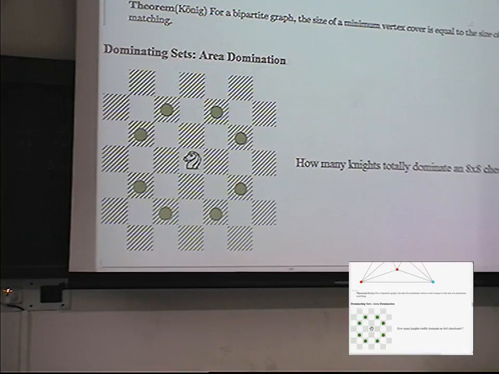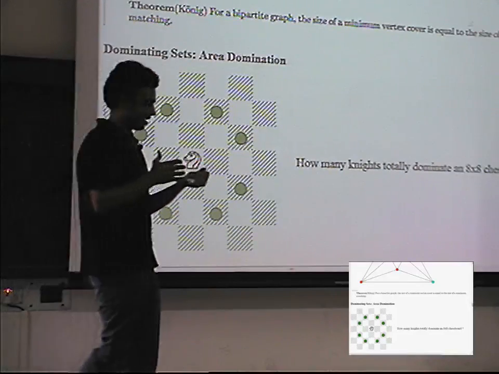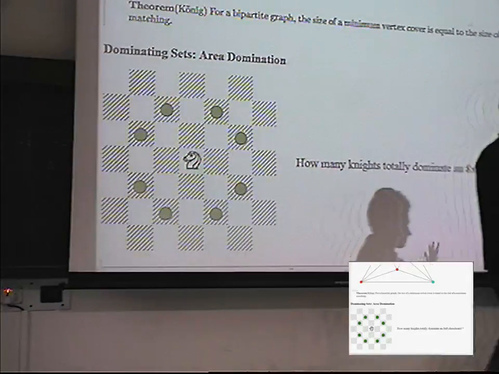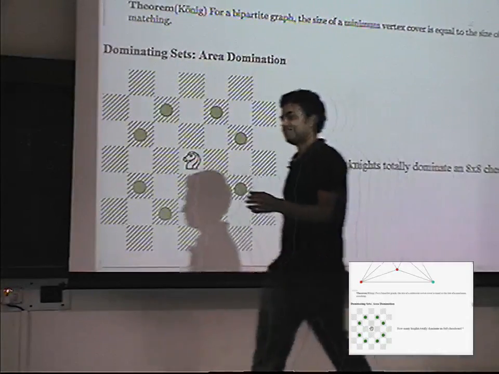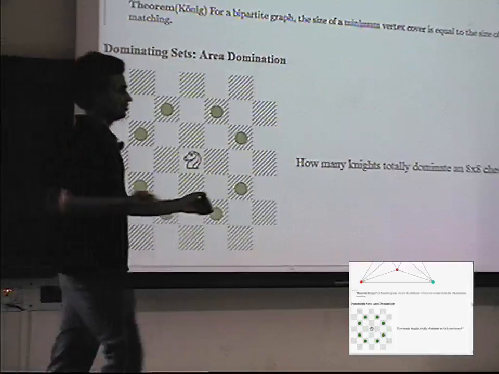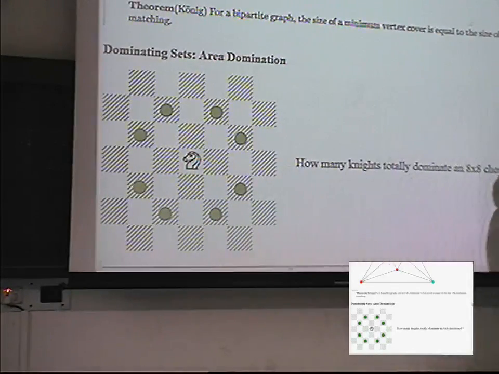So let's see how we translate this into a graph theory or dominating set problem. So what should be the graph for this? This is just modeling. This is more about modeling a problem as a graph theory problem. So what should be the graph in this case?